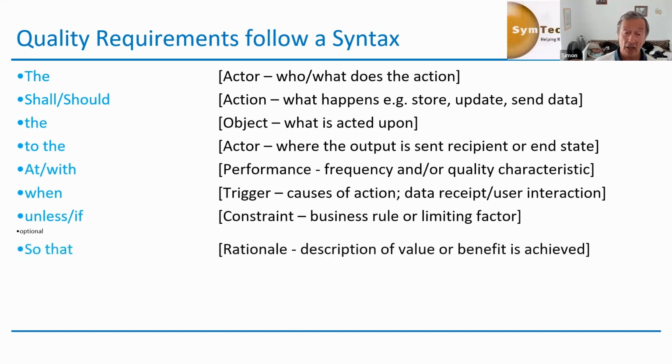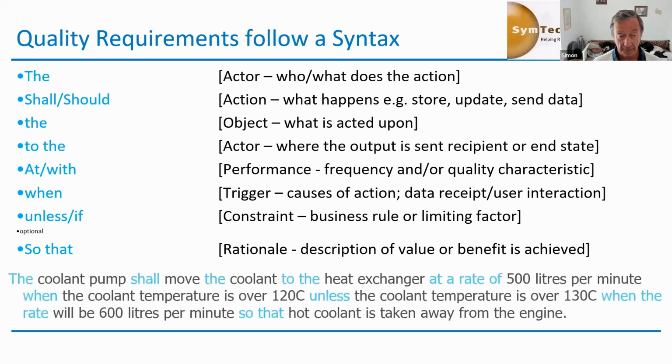So that a rationale, and this is important, the description of value or benefit that is achieved. I think that's really important because it helps for communicating understanding. Why is it you want this particular thing? Well, that's the value, the benefit that will be achieved if we have it. Here's an example. The coolant pump shall move the coolant to the heat exchanger at a rate of 500 litres per minute when the coolant temperature is over 120, unless coolant temperature is over 130, then 600 litres. So that hot coolant is taken away from the engine. That's what you're trying to do. Get hot coolant away from the engine.